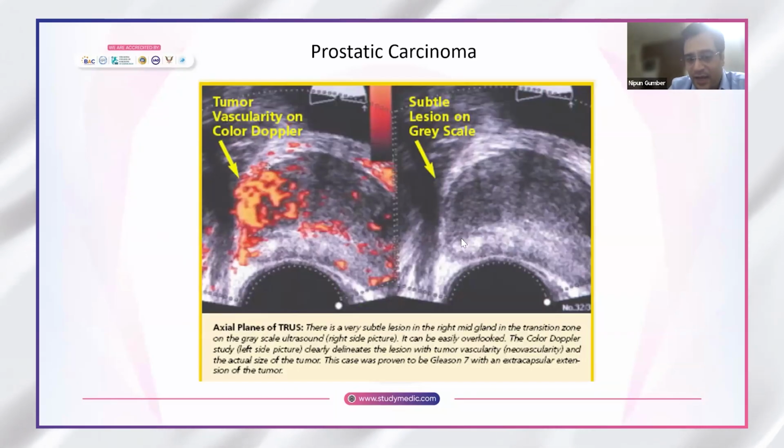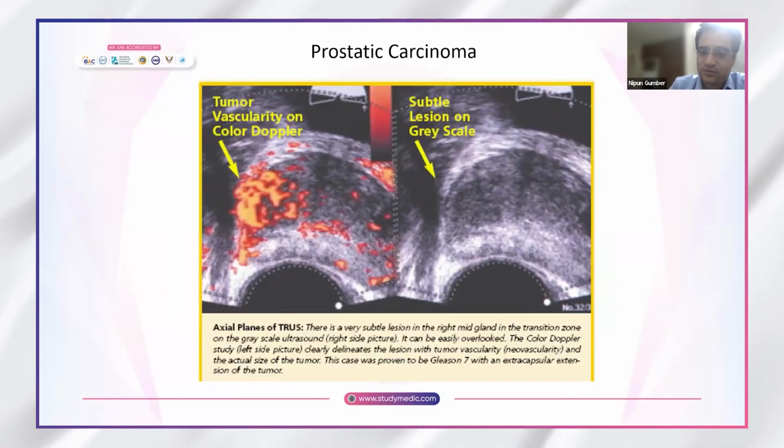Again, there is a hypoechoic lesion on the right side in the mid gland portion. The lesion is hypoechoic and it shows significantly increased vascularity on color Doppler, and on biopsy it came out to be a carcinoma.